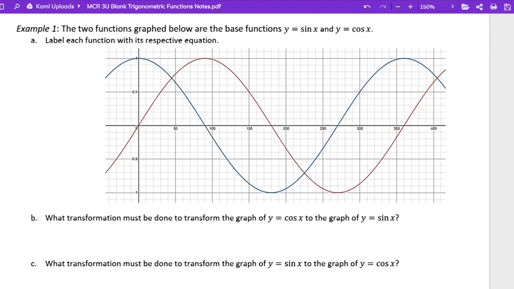If there was a phase shift to the left, you would say it's a 40-degree phase shift to the left. So you always have to give the direction.